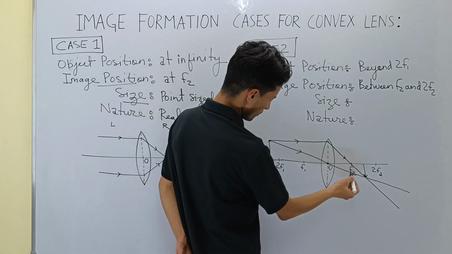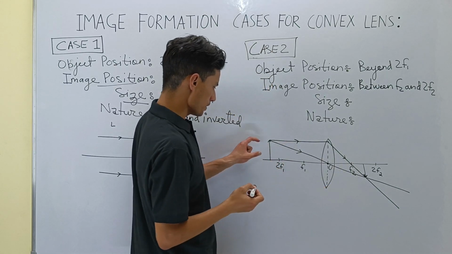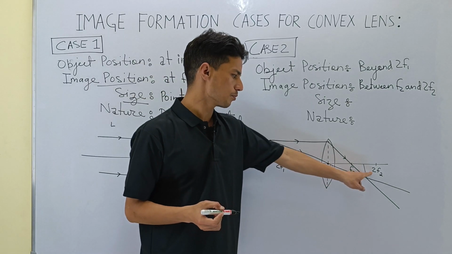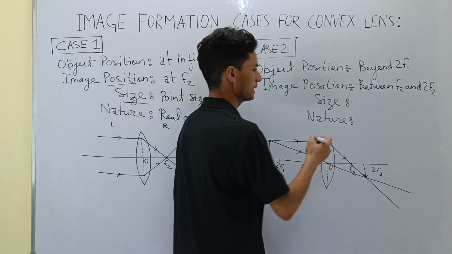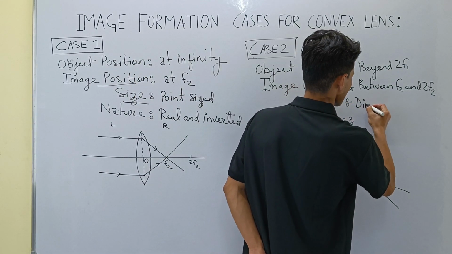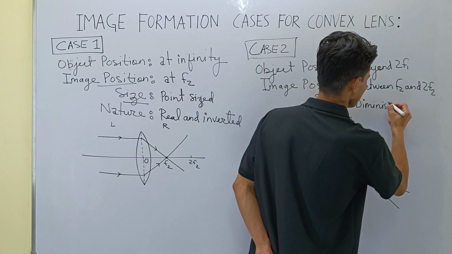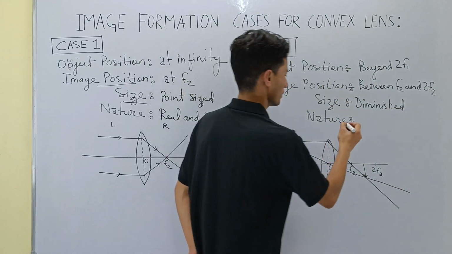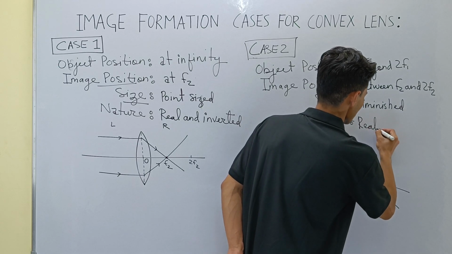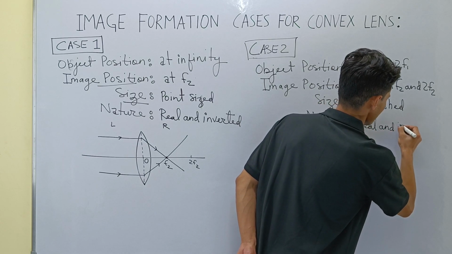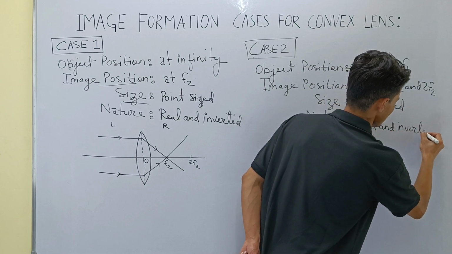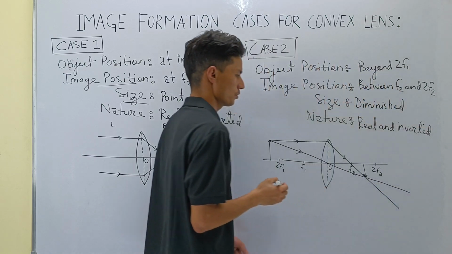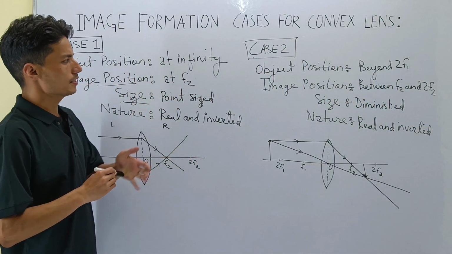Size, well, the object is bigger, the image is smaller. So here we'll use the word diminished. So you will be writing diminished. And nature will be real and inverted. So this ends case 2.